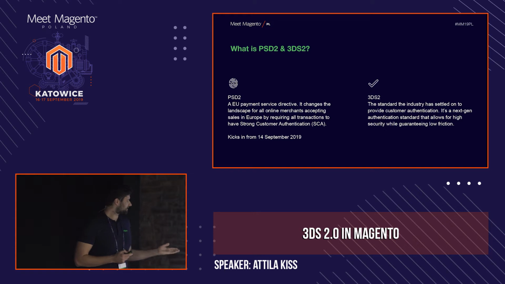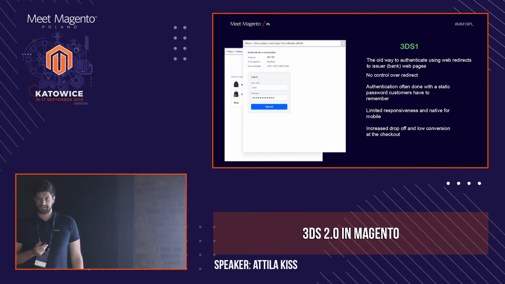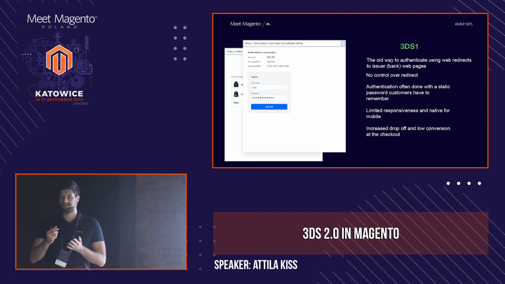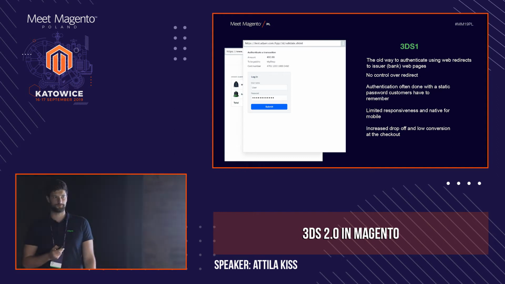So as I was saying, it's supposed to kick in on the 14th of September, but you still have time. It's delayed in Poland and the UK, but for example in Sweden, it's not. So if you have merchants or if you accept payments in Sweden, then you have to be prepared. Let's see what we had before, or still have, because it's a transition period: we still have 3DS1, the old integration, and we have 3DS2.